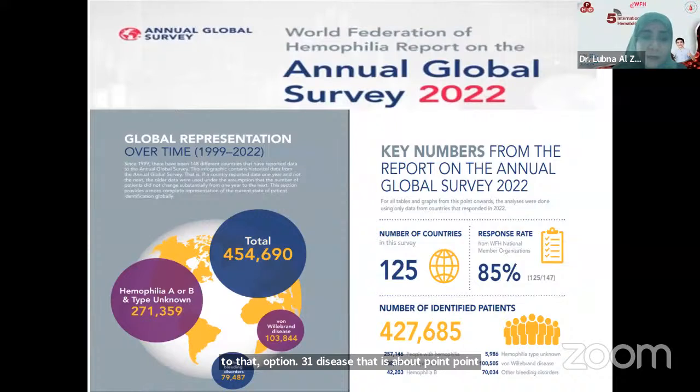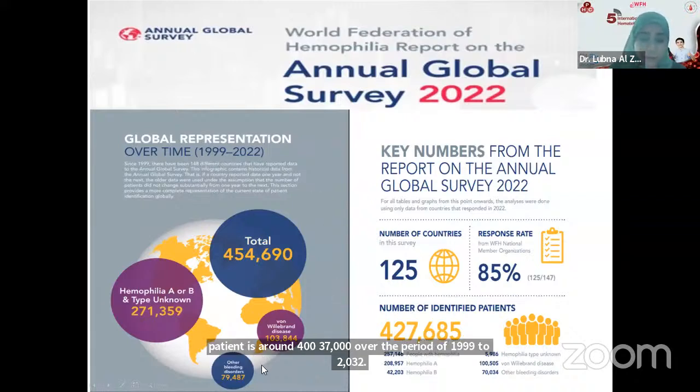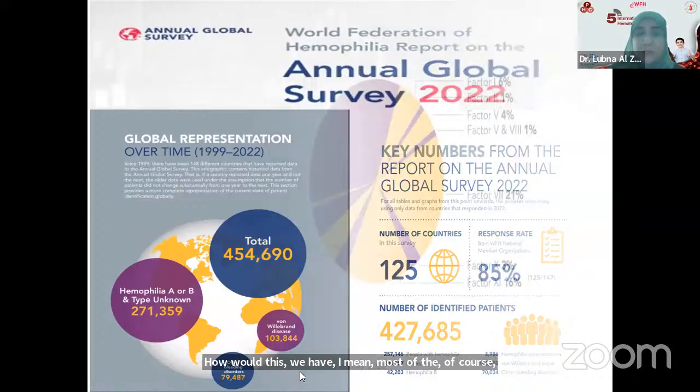This is an interesting annual global survey that was released in 2022 from the World Federation of Hemophilia, and it is a registry. The number of countries participating was around 125, and the number of identified patients is around 427,000 over the period of 1999 to 2022. Out of these, most are, of course, hemophilia and von Willebrand disease, but we have other bleeding disorders, which account for about 79,000 cases.